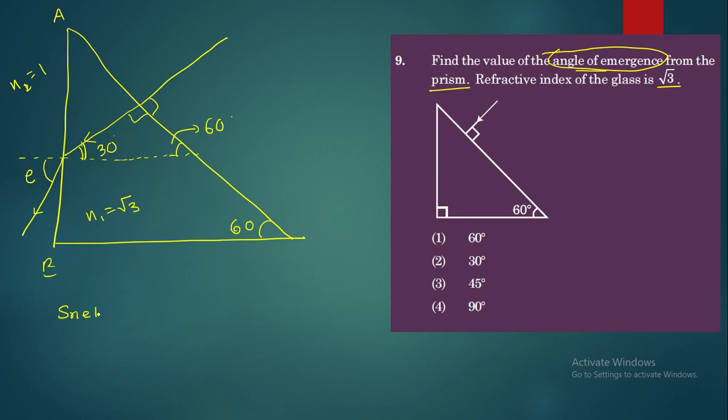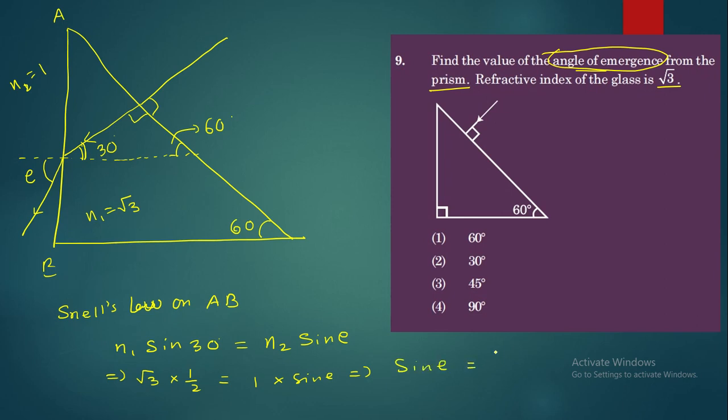Now I will apply Snell's law on AB. So applying Snell's law on this interface AB, which will give me N1 multiplied by sine of angle of incidence equal to N2 multiplied by sine of angle of emergence. So this will be equal to square root of 3 multiplied by half, which is equal to 1 multiplied by sine of E. Thereby sine of angle of emergence should be equal to root 3 by 2, which will give me E to be 60 degrees. So the answer is option 1.